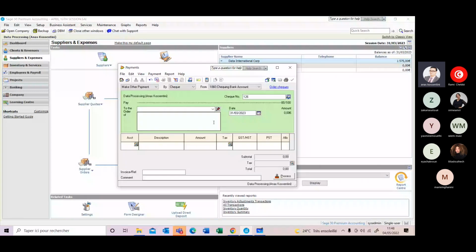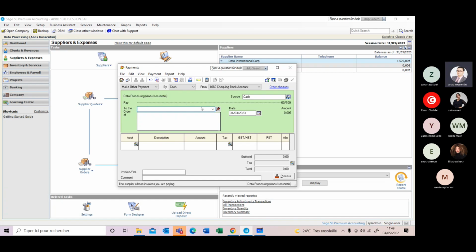The payment is on March 31st. This is the same date. Imagine that the payment is by, okay, so let's say cash. Okay. And then what shall I do next? And the option. To the order of, you mean? Yes, to the order of. Yes. We can name the person that we're going to pay, maybe the owner or something like that.